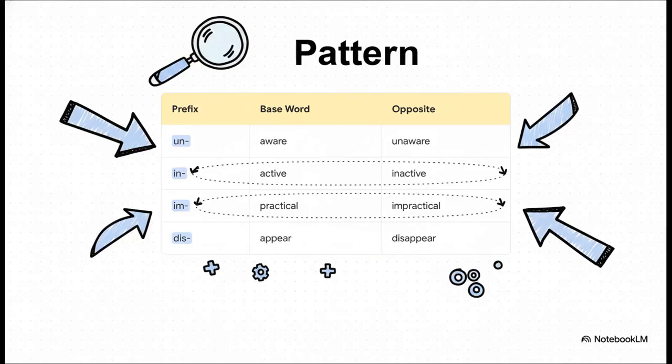Okay, check this out. This table really shows you how it works. You take un and add it to aware, and you get unaware. Simple. You take in plus active, you get inactive. Notice here with practical, we use im to make impractical. And dis turns appear into disappear. These are some of the heavy hitters, the ones you'll see all the time.